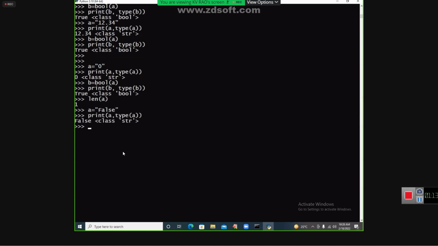Srinivas, you are going wrong. False means don't think it is a false. It is not a false. False is a string. LEN of A, LEN of A is called what? 5 letters are there. It is called what? See that, true.